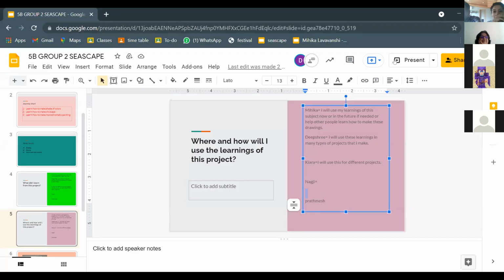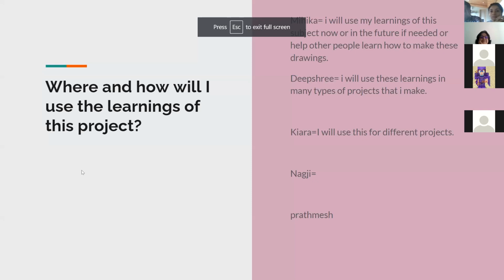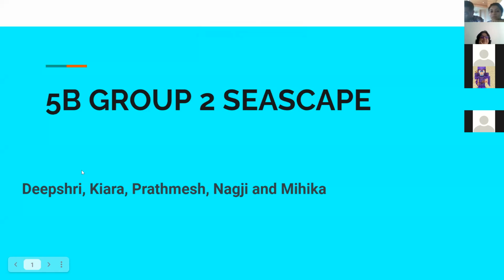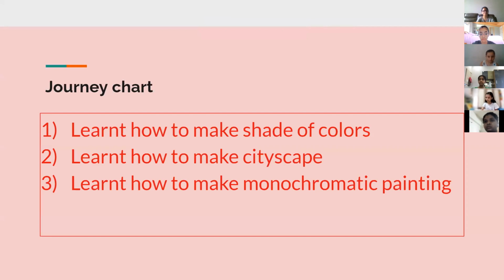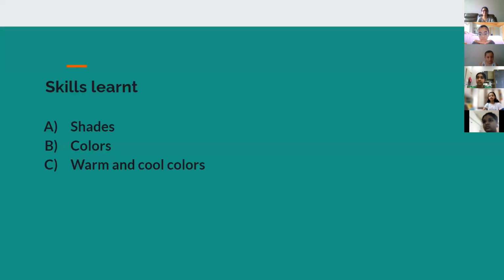So this is our presentation. The group members that we had are Dikshi, Kiara, Prathamesh, Nagji, and Mihika. And our group name is Seascape. So in the journey chart we learned how to make shades of colors, and we learned how to make a cityscape and how to make monochromatic paintings. Skills learned are shades, colors, warm colors, and cool colors.